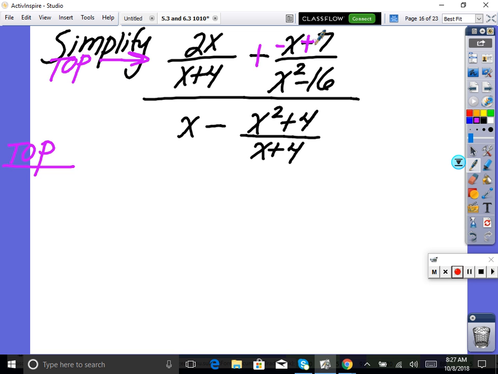Now when adding and subtracting fractions, the first step is to factor the denominator only. So let's factor, I'm just looking at the top here. We have this factor. Let's factor this. Didn't we just factor that 2 seconds ago? That becomes x plus 4, x minus 4.